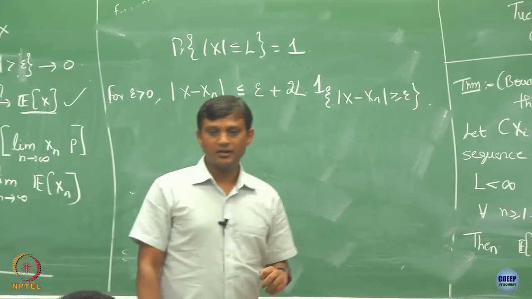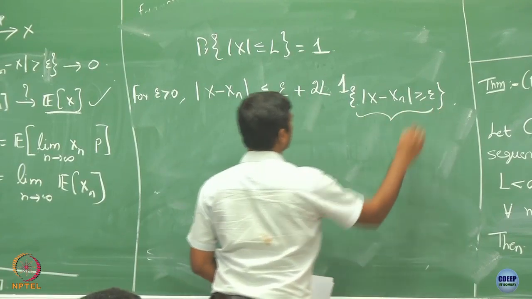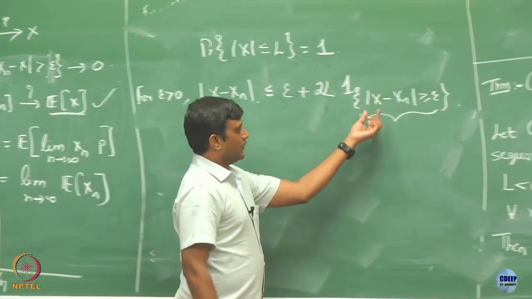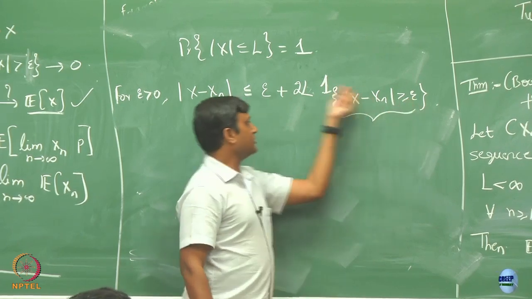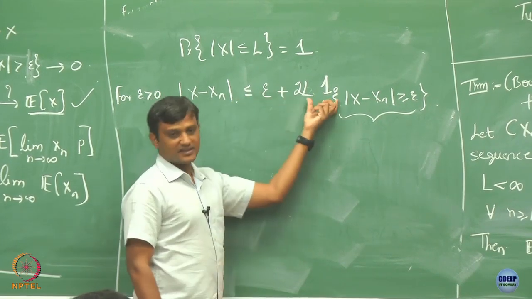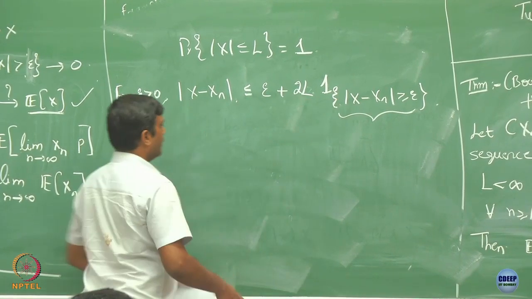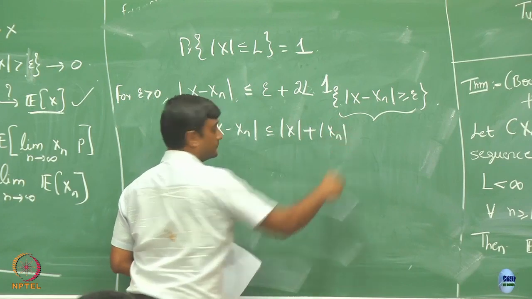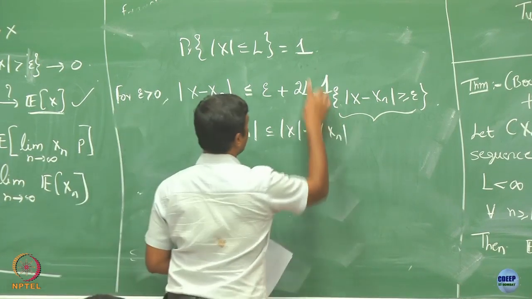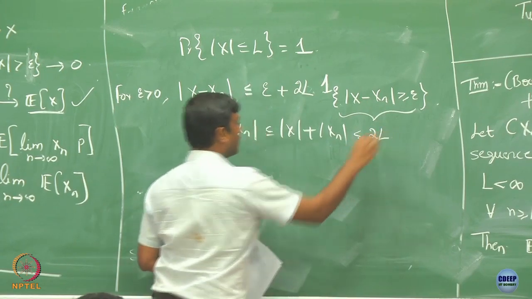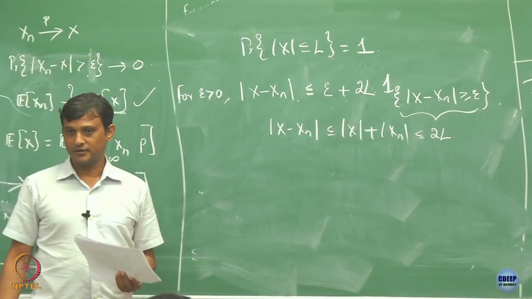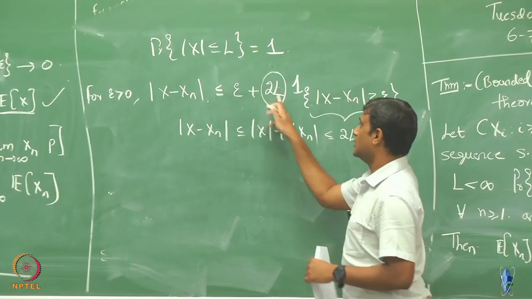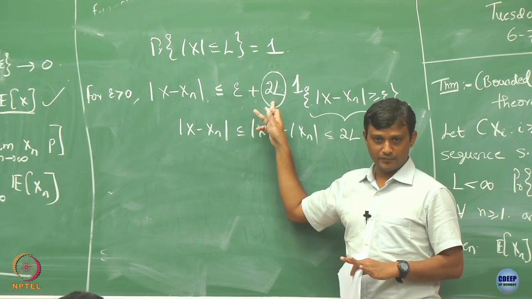In the other case, where let us say this holds, where x minus xn is greater than epsilon, it is going to be at least epsilon plus something else, and what is that something else? We can always write the absolute value of x minus xn as upper bounded by the absolute value of x plus the absolute value of xn, right? And both of them are upper bounded by L with probability 1, so I could write them as upper bounded by 2L with probability 1.